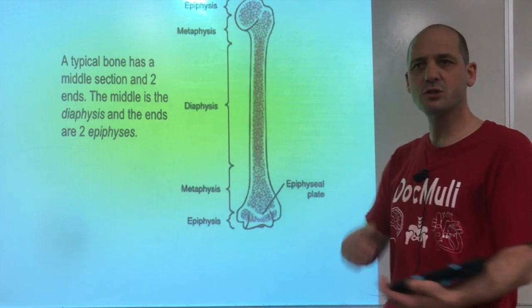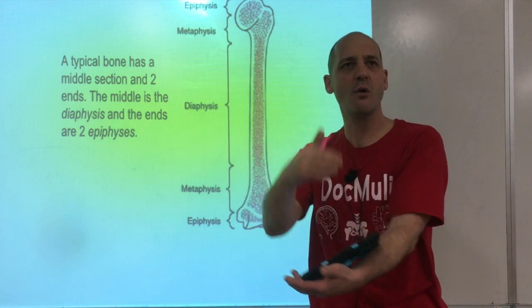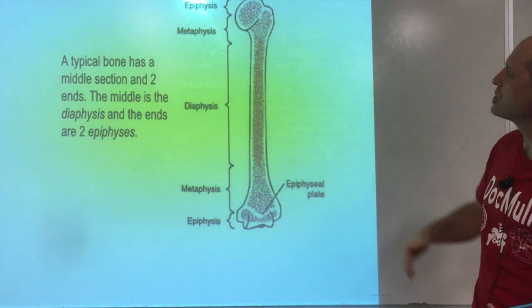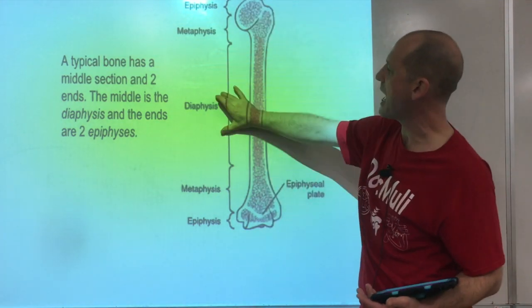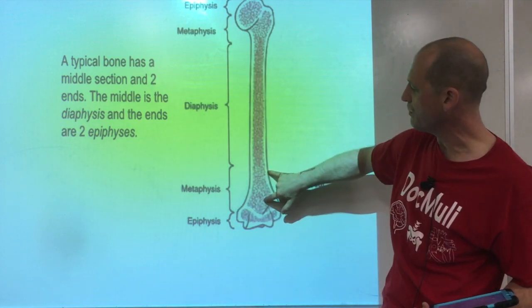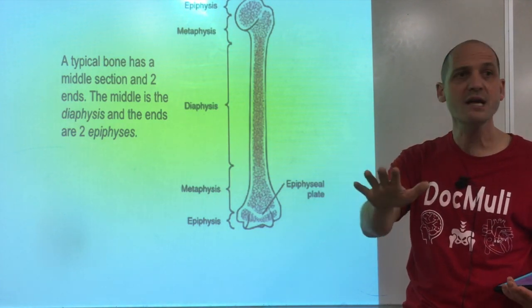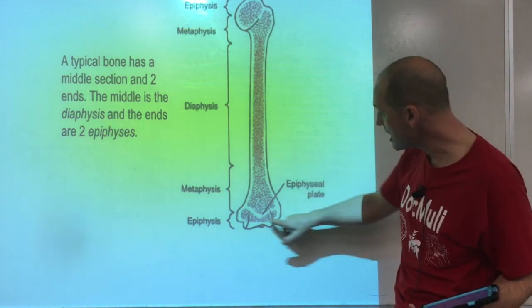Epidermis is the top layer of the skin. It's above the dermis. So epi means on top of something. And so the epiphysis is on top of the diaphysis. Diaphysis is the centerpiece. Then they also have a metaphysis, the middle part. But what's most important when we talk about bone, functionally speaking, is the epiphyseal plate.